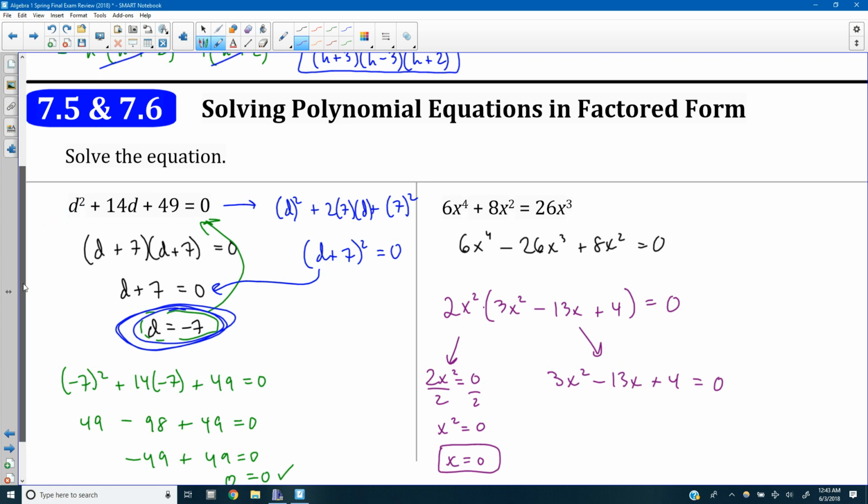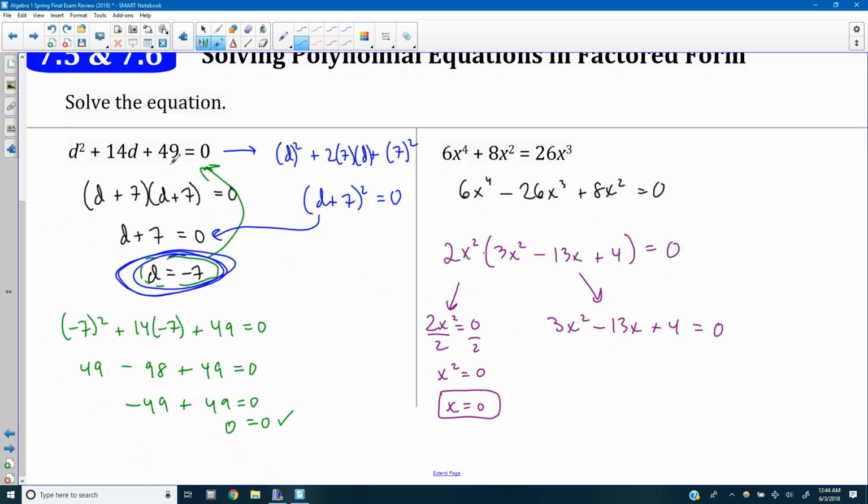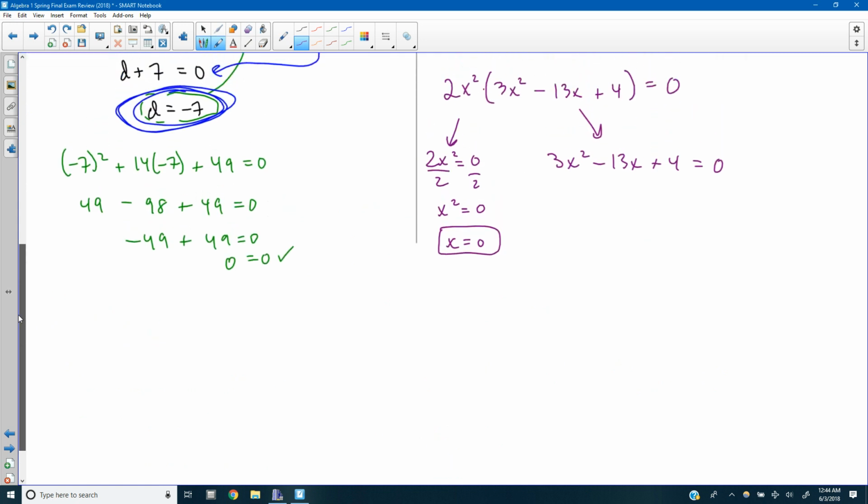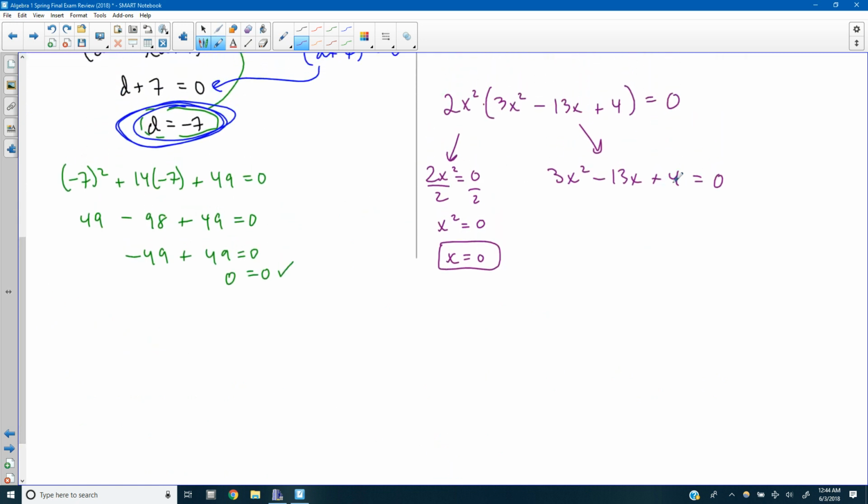Now the difference between this quadratic and the previous quadratic is this does not have an a value of 1. It has an a value of 3. That means when we factor, we don't just ask what two numbers multiply to 4 and add to 3. We ask what two numbers multiply to 3 times 4, 12, and add to become negative 13. I think I said 3 before, I meant negative 13. Those two numbers are negative 12 and negative 1.